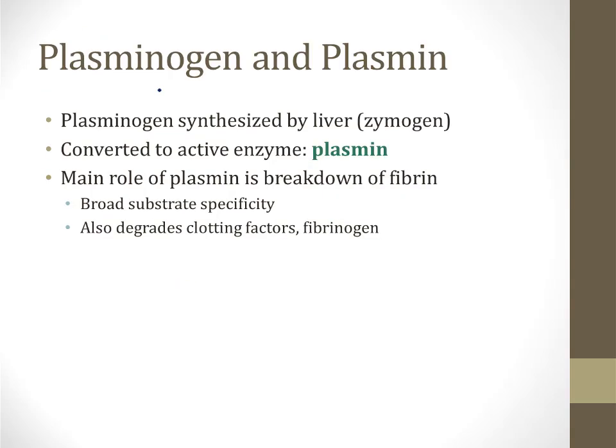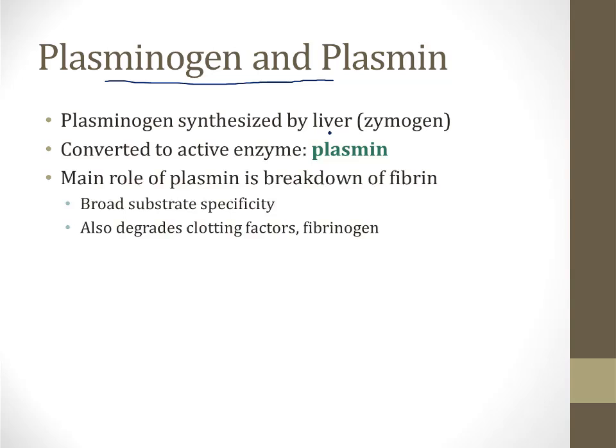So now we've talked about how the coagulation cascade can be activated to form fibrin. We've also talked about how it can be deactivated. What I'm going to do now is talk about how clot is broken down once it's formed, and that is the job of plasminogen and plasmin.